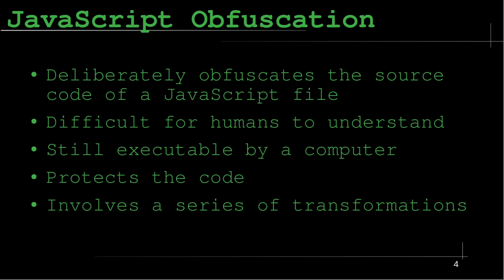However, JavaScript obfuscation is not a perfect solution, and it has some limitations and drawbacks, such as it can be bypassed or deobfuscated by skilled hackers or tools. It can make debugging and maintenance harder. There are many tools and methods to obfuscate JavaScript code, but they generally involve a series of transformations, such as renaming variables, functions, and arguments to meaningless names, removing comments, whitespace, and formatting, replacing strings, numbers, and operators with complex expressions, adding dead code, control flow flattening, or self-defending mechanisms.